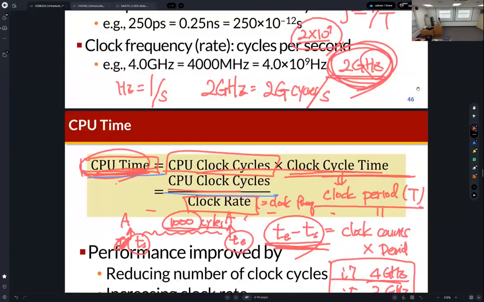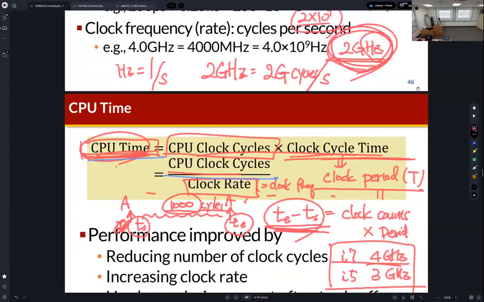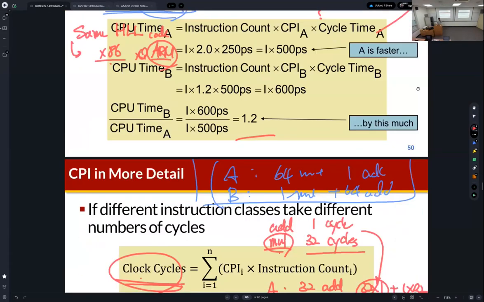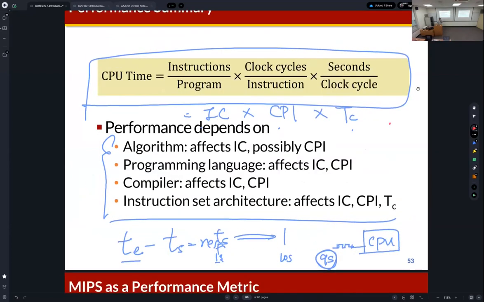Then, as we define the performance as the inverse of the response time or execution time, we can also write the equation of the CPU time, that is the execution time: the number of clock cycles multiplied by the clock period or clock cycle time. And then this equation can also be written like this. So please remember this equation. This is a very popular equation for representing the performance of a computer system. It means the execution time is instruction count multiplied by CPI.